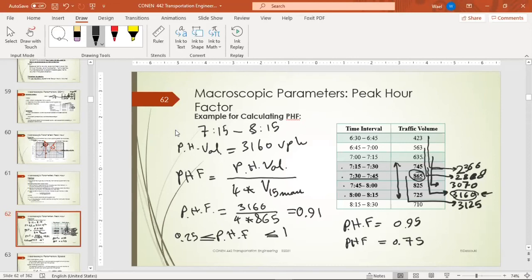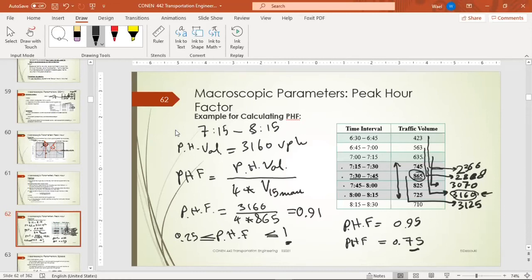I will tell you what it means. If the peak hour factor is close to one, that means the traffic flow is almost uniform. There are no wide variations in the traffic flow, okay? But if the peak hour factor is very low, that means there are high variations during the peak hour, okay?